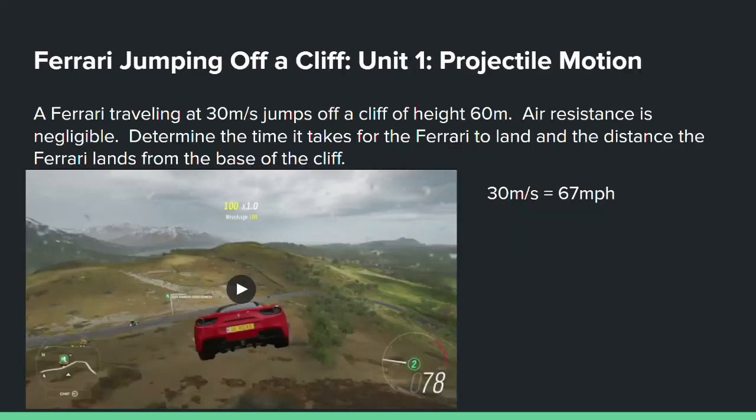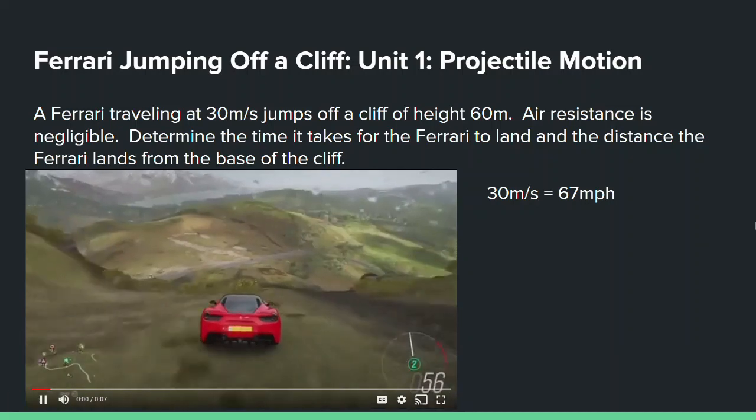So the first situation that we're dealing with comes from a game called Forza, which is a free roam car racing game. And the first situation is that a Ferrari is traveling at 30 meters per second on a cliff that is 60 meters tall. It drives off the end of the cliff, and we need to find the time it takes and the distance that the car will land from the base of the cliff. So here is your video.